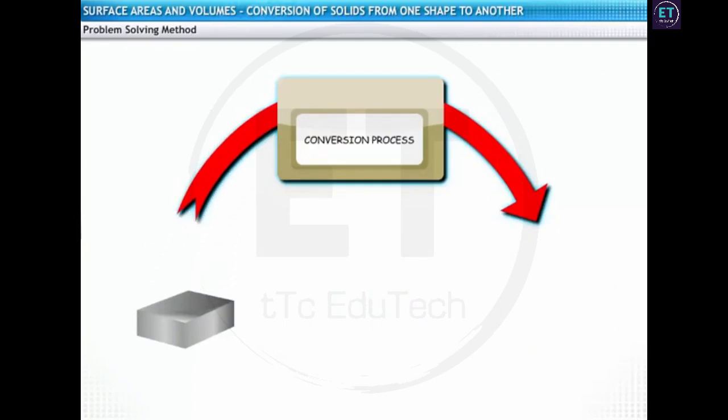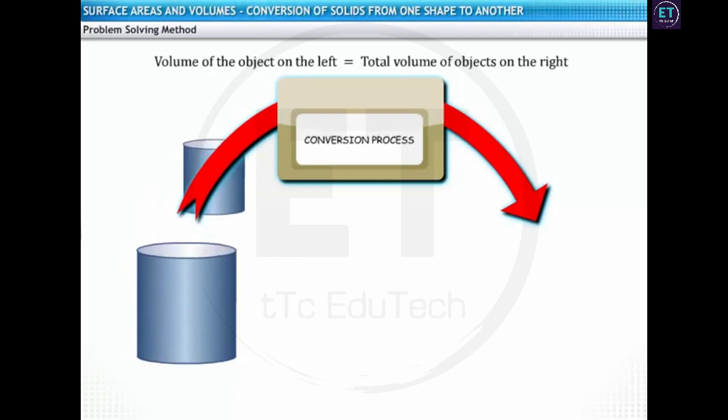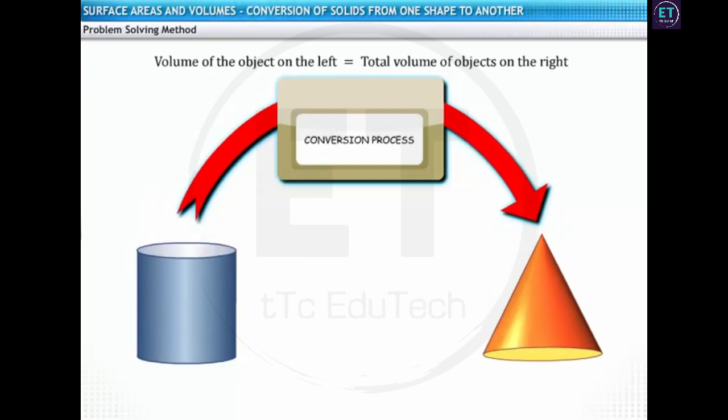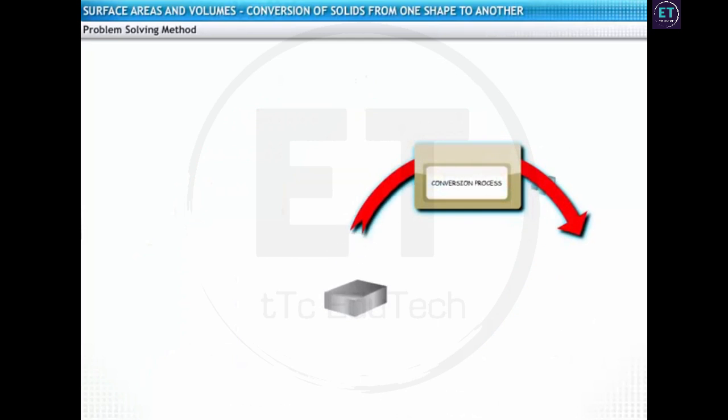Whenever a solid shape is converted to another shape, the volume of the object on the left always equals the total volume of the objects on the right. This equality can be expressed as the equation: volume of one object equals n into volume of each shape of the second object. The quantity n is the number of objects on the right. In some problems that we will be asked to solve, we will be provided with the shape and dimensions of both objects. We will be asked to determine the value of n.